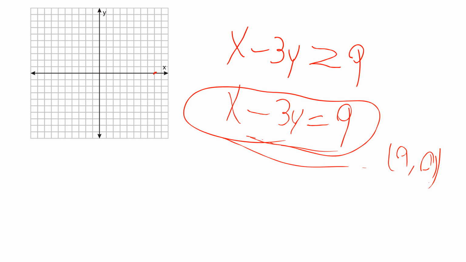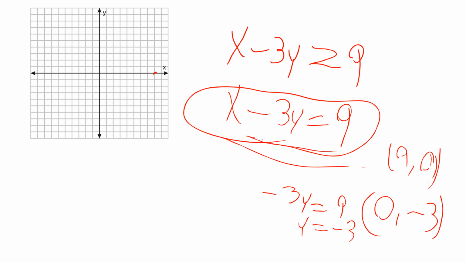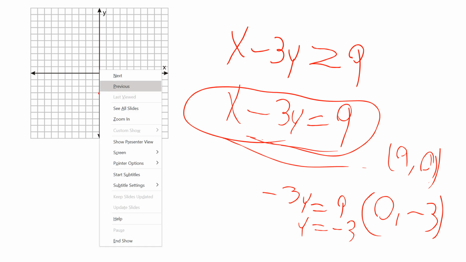Now I'm going to plug in a 0 for x. 0 minus 3y is equal to 9, minus 3y is equal to 9, which tells me that y is negative 3. So we have the point 0, negative 3. Those are 2 points to satisfy the line, and the line passes through both.